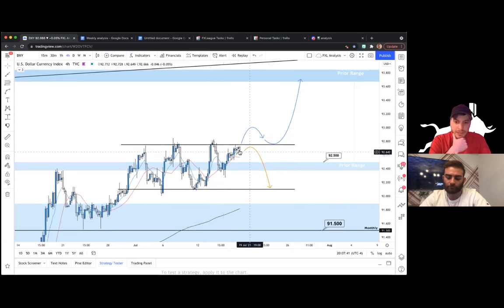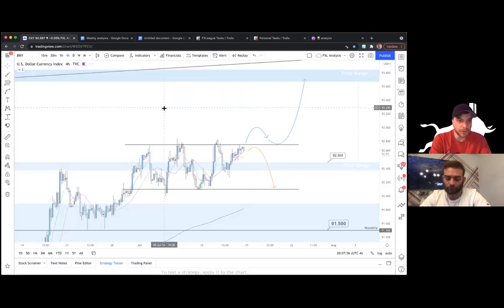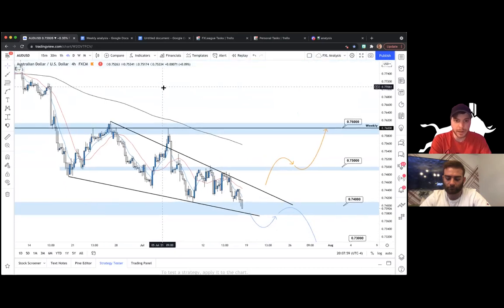But for right now, these are definitely the two setups. Either one of these is going to happen, and one of them is more likely, bullish probably, but we'll see how it plays out. All right, so it's looking pretty good for this week. DXY, let's go over to AU, first tradable pair.